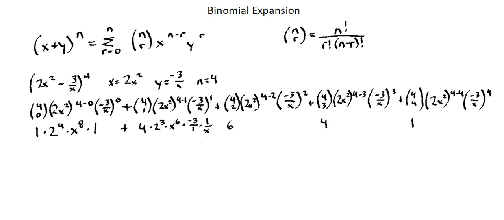Going on to the next term, we have our initial coefficient of 6, times 2x squared to the power of 4 minus 2, or to the power of 2, which will give us 2 to the power of 2, and x squared to the power of 2, which is x to the power of 4. Then times negative 3 over x squared. This is times negative 3 over 1 squared times 1 over x squared.